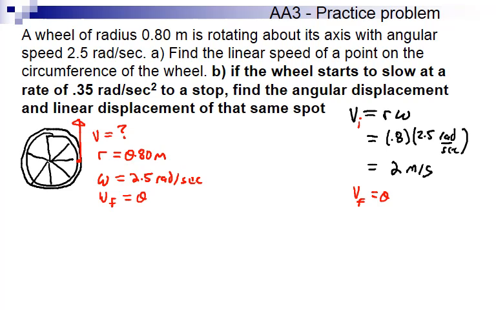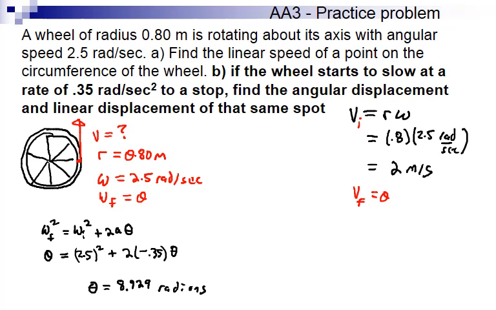All right, so we know that the final velocity and the final angular speed is 0. So if we set up the angular speed final squared equals angular speed initial squared plus 2 alpha theta, which theta again is how far it goes, we can figure out how far it goes. So theta comes out to be 8.929 radians.